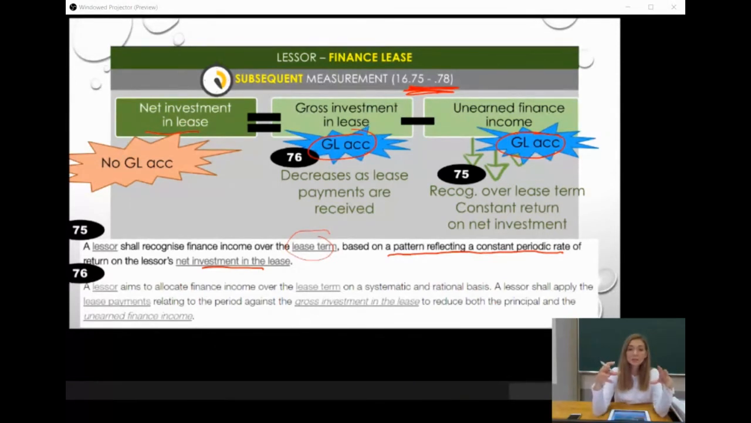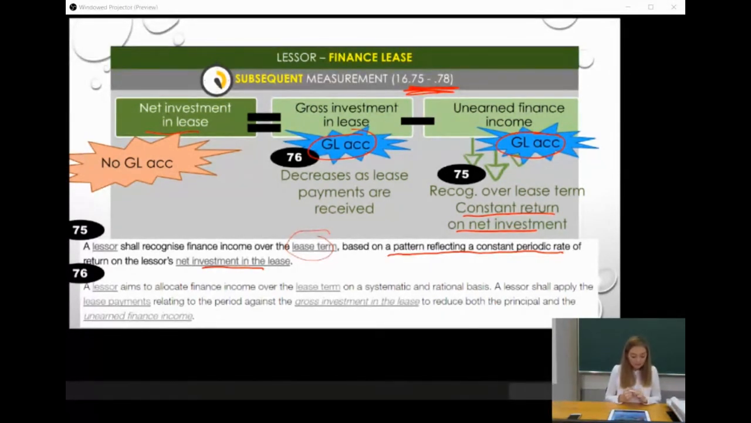With our amortization table, we are calculating the portion of interest that we are earning every time we receive a lease payment. Remember that the lease payment we receive consists of an interest portion and a capital portion. The interest portion that we calculate in our amortization table gives us that constant return on our net investment. So that's how we recognize the income from the unearned finance income: the moment we earn it, as calculated by the amortization table, we recognize it as finance income.